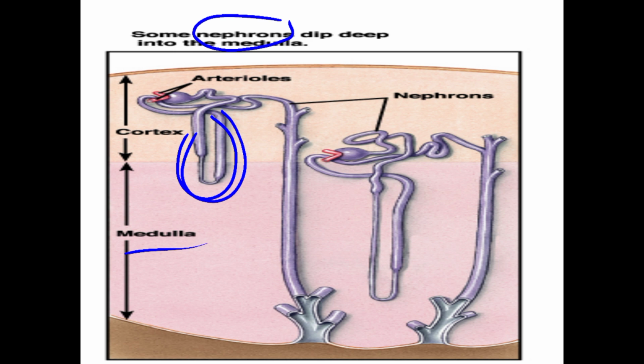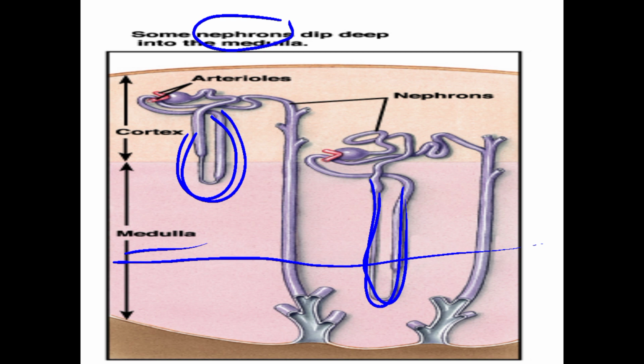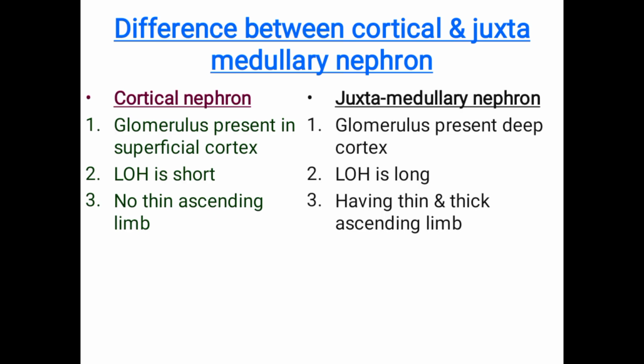Another type of nephron has a long loop of Henle, which penetrates towards the medulla and is embedded in the medulla of the kidney, hence it is called juxtamedullary nephrons. So there are two types of nephrons present: cortical nephron and juxtamedullary nephron. Very important, they will ask the difference between cortical and juxtamedullary nephrons, so we will see the difference.